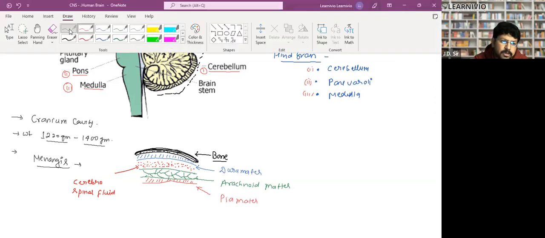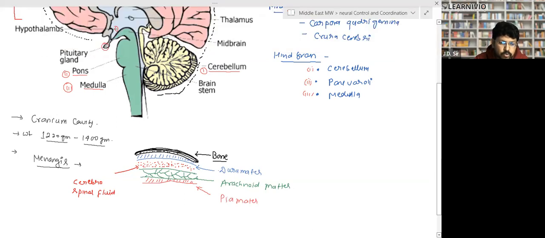These three membranes are collectively called meninges. The first is dura mater, second is arachnoid matter, third is pia matter. And these all collectively, please draw it, are called meninges. And the cerebrospinal fluid is found between these two membranes called dura mater and arachnoid matter.